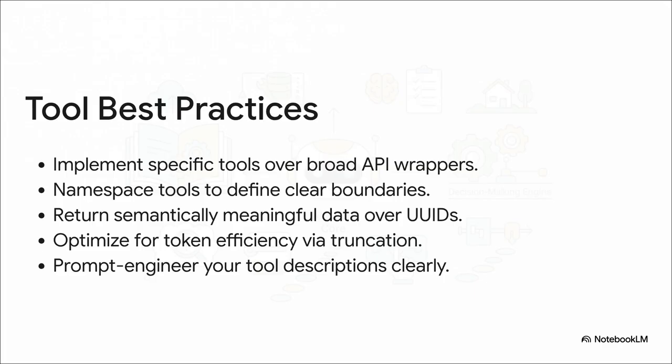Also, remember that finite context limit we talked about? Optimize your tools for token efficiency by truncating those really long responses. And lastly, you literally have to prompt engineer the tool descriptions themselves so the AI understands exactly how and when to pick up that specific knife.